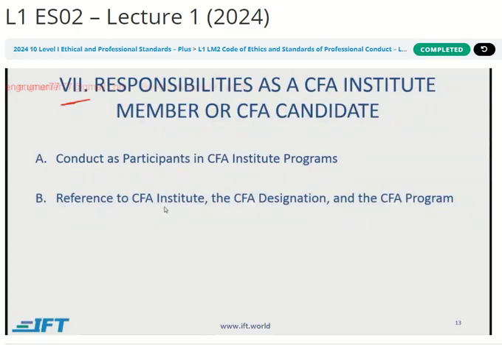7B, reference to CFA Institute, the CFA designation, and the CFA program. When referring to CFA Institute, CFA Institute membership, the CFA designation, or candidacy in the CFA program, you must not misrepresent or exaggerate the meaning or implications of membership in CFA Institute, holding the CFA designation, or candidacy in the CFA program.